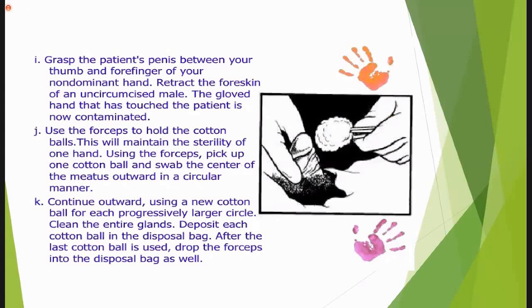Okay, grasp the patient's penis between your thumb and forefinger of your non-dominant hand and retract the foreskin of an uncircumcised male. Okay, the gloved hand that has touched the patient is now contaminated.